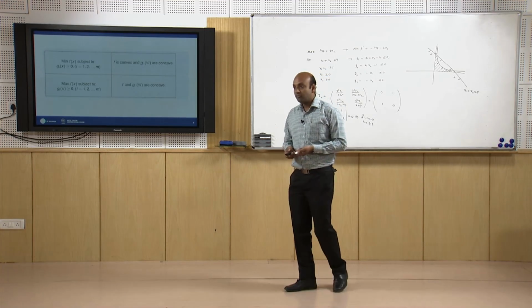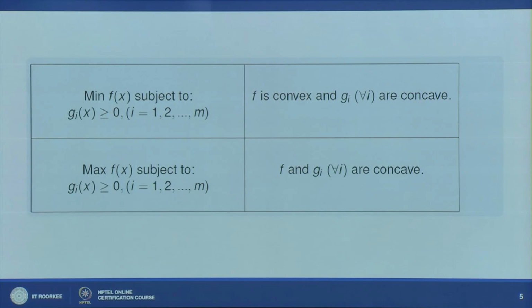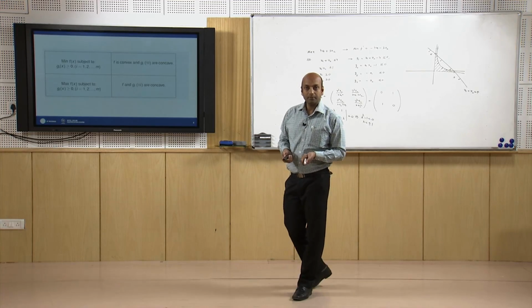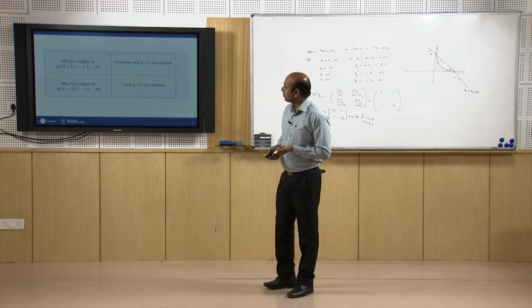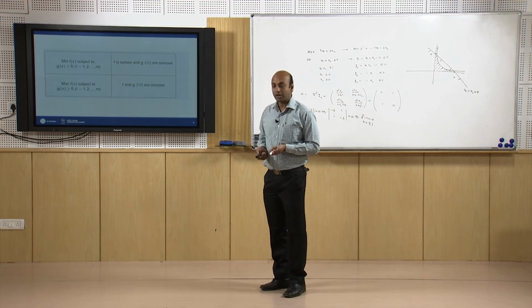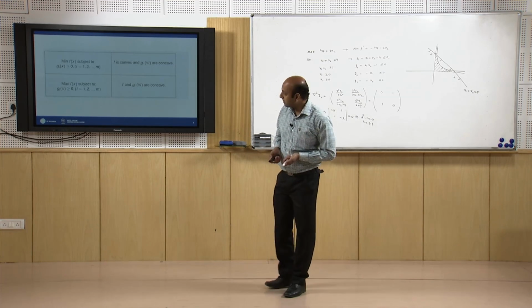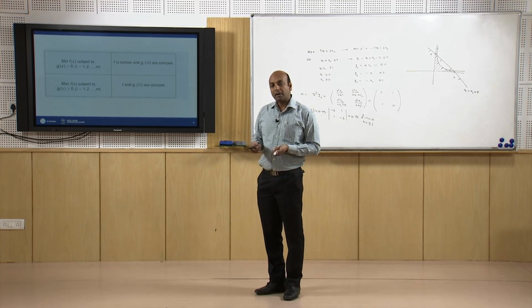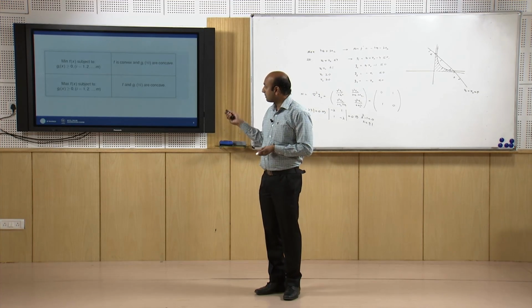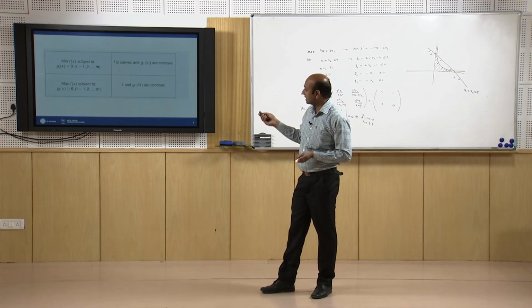The third form is if the objective function is of minimizing type, and all constraints are greater than or equal to type, then it will be a convex programming problem if the function is convex and all constraints are concave. Okay. And if we have a maximizing type objective function and all constraints are greater than or equal to type, then it will be a convex programming problem if f and all gi's are concave. So, these are the 4 different formats of a convex programming problem, by which we can see whether the problem is convex or not. These are the conditions.